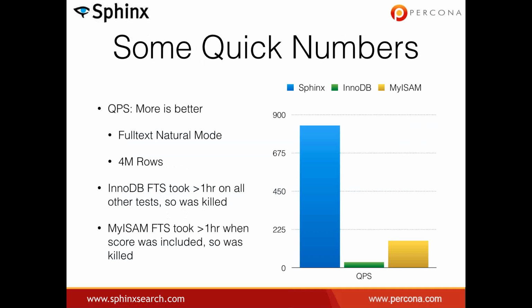Actually, we did a bunch of benchmarks, but only in one did we get valid results, because in the other ones, either InnoDB took more than an hour on a test, so it was killed, or MyISAM took more than an hour on a test, so it was killed, and there was literally nothing to compare the Sphinx timing against, so we didn't include them here. Of course, this is a completely synthetic benchmark, and the specifics of how your application will perform will vary greatly based on the workload and data set, so don't take this as gospel, but just some quick numbers that we put together.